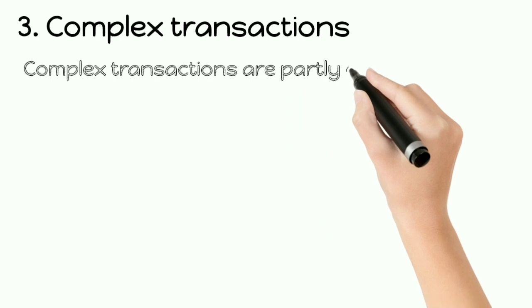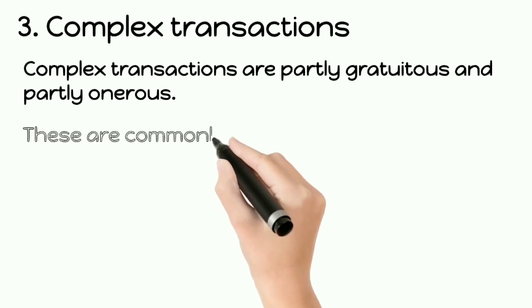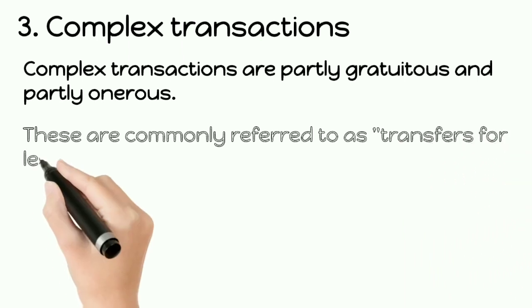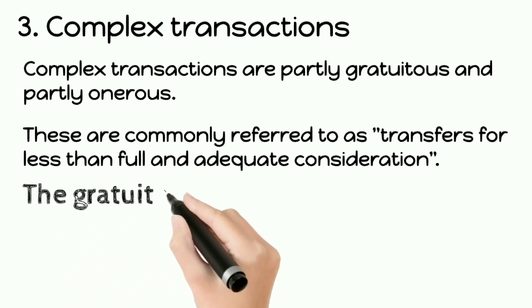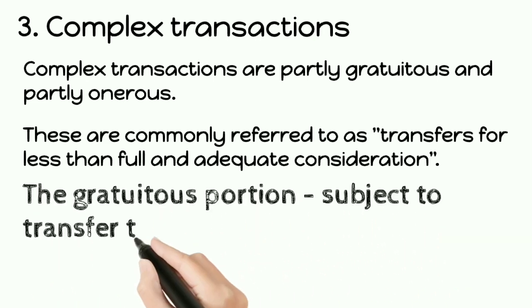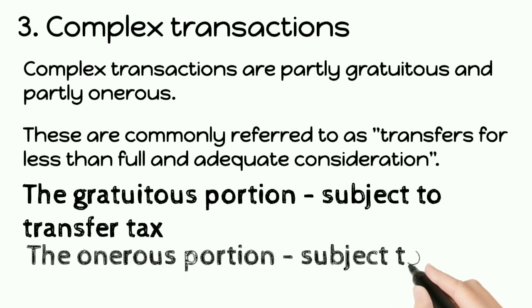The third type of transfers is called complex transactions. Complex transactions are partly gratuitous and partly onerous. That means this is a combination of bilateral transfers and unilateral transfers. These are commonly referred to as transfers for less than full and adequate consideration. The gratuitous portion of the transaction is subject to transfer tax, while the benefit from the onerous portion is subject to income tax.